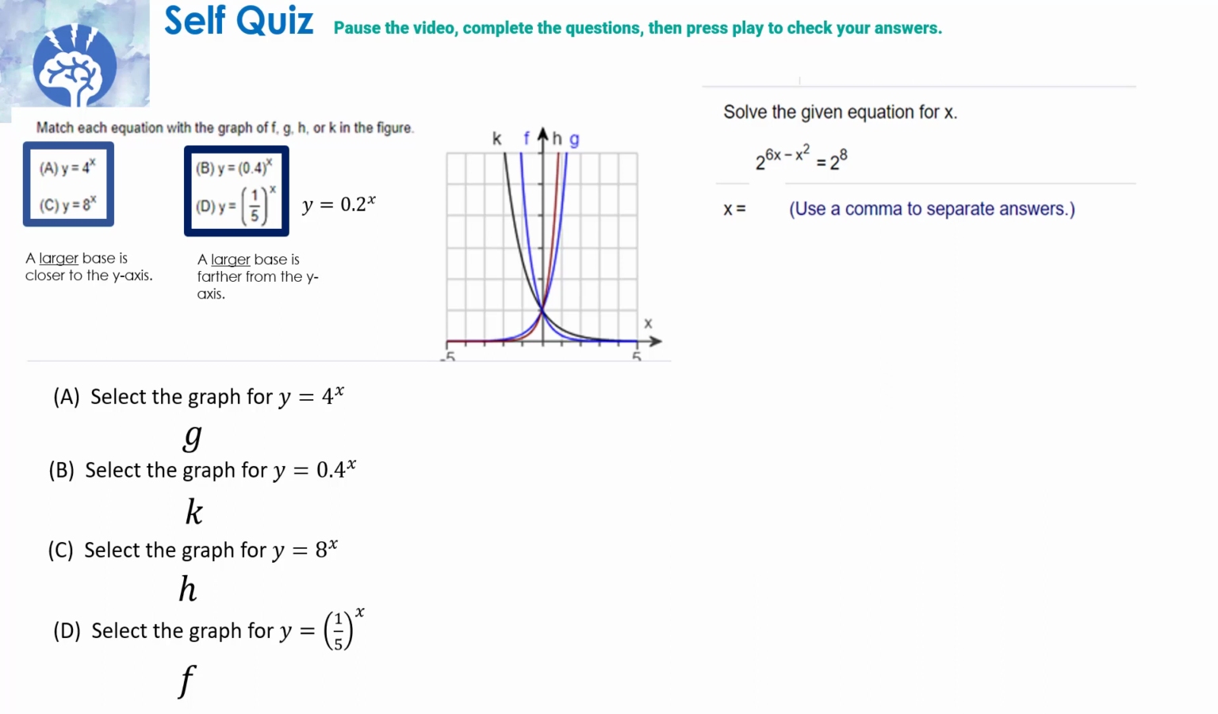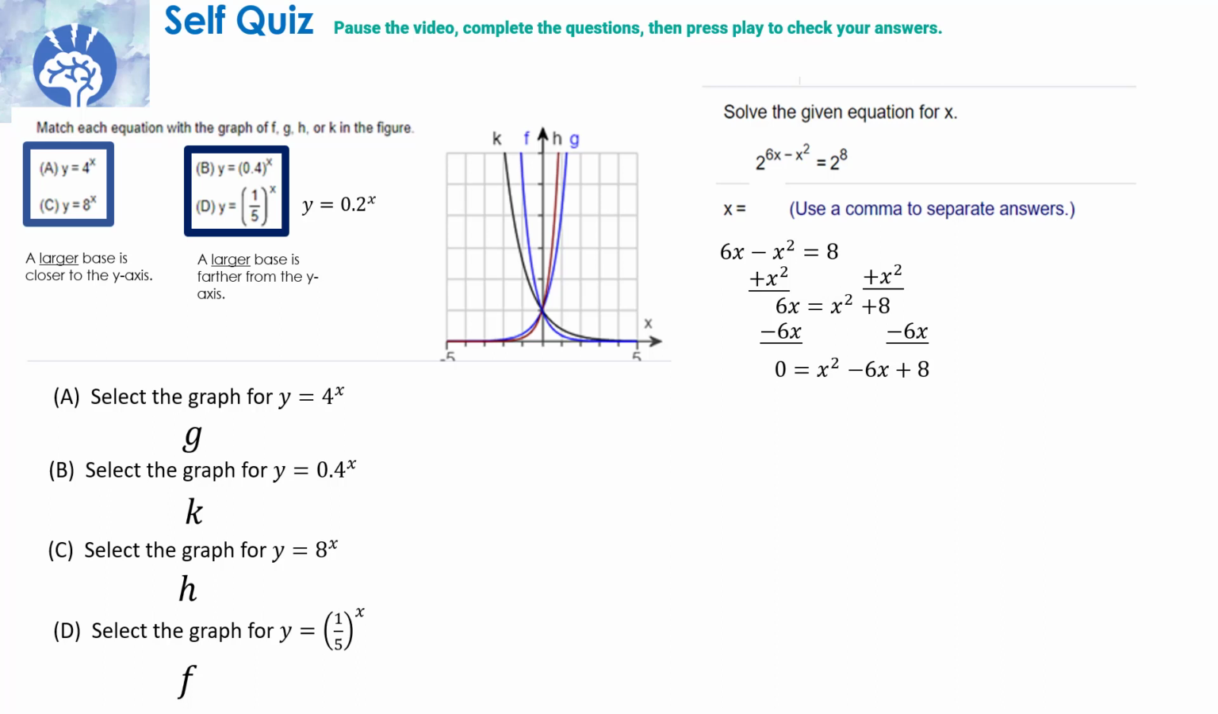Solve the equation for x. 2 to the 6x minus x squared equals 2 to the 8. Our bases are the same, so we can make their exponents equal to each other. We have an x squared, so we know we're going to have to factor. And to factor, we need x squared positive. So I'm going to add x squared to both sides, and then subtract 6x from both sides.